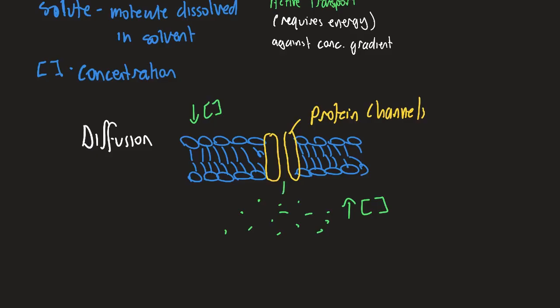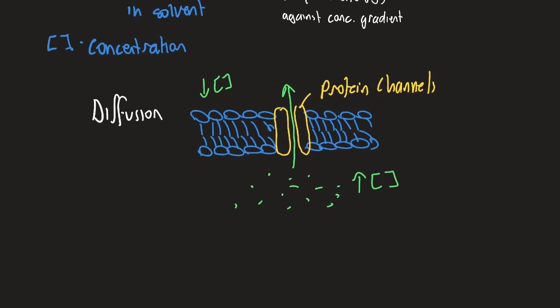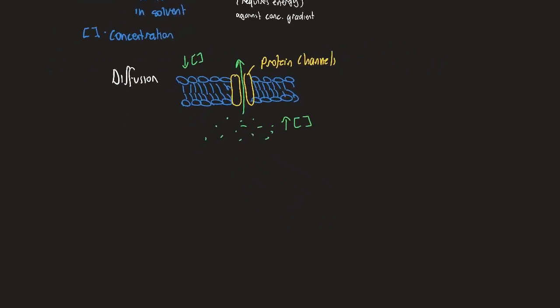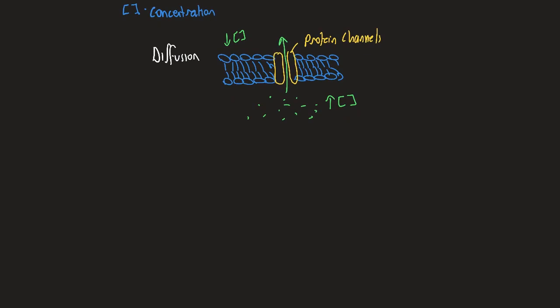So there's a net movement of the solute through the protein channel until we get dynamic equilibrium, where it's essentially the same concentration on either side. That's called facilitated diffusion. It goes across the protein channels. Simple diffusion is, again, you've got the concentration gradient, but you don't need the protein channels. It goes straight through.